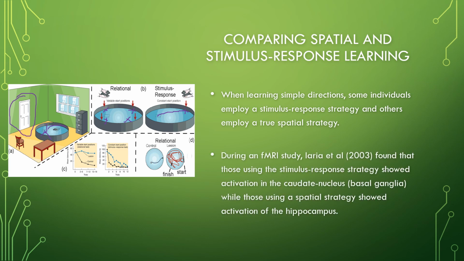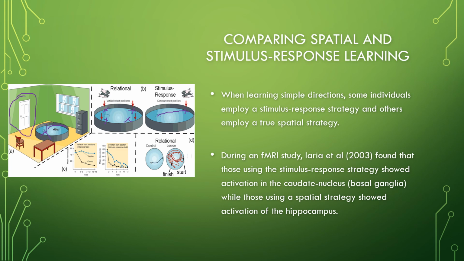Well, it turns out that there was a study by Iaria and colleagues around 2003, and what they found is that there are some individuals that might use either strategy, and that this is by choice. So what they did was they put a lot of participants into a virtual reality maze, and then they asked them to solve it.